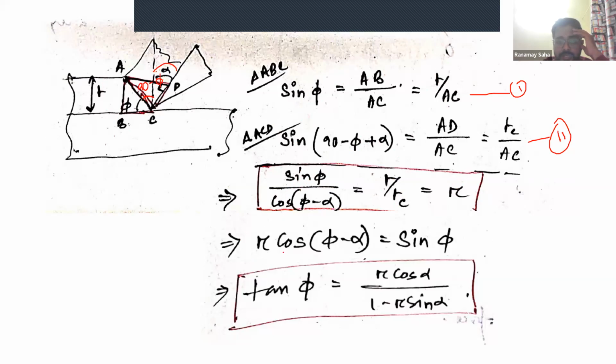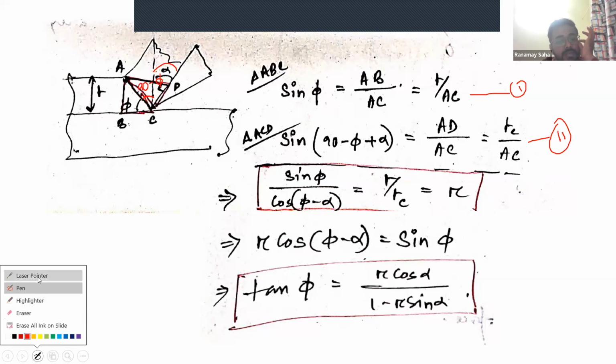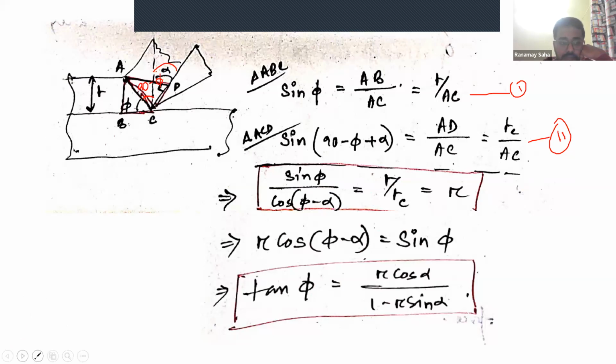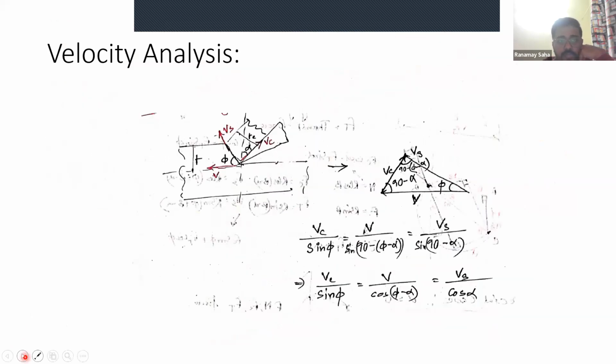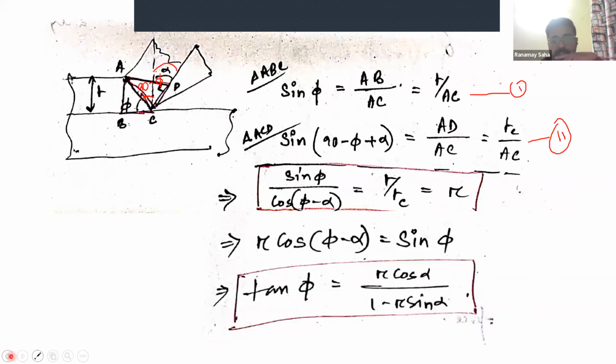And then it's simple trigonometric relations. You just have to manipulate it. Okay, so we just cross multiply, that is r cos(phi minus alpha) equal to sine phi, and then you divide the whole thing by cos phi to get tan phi as r cos alpha divided by 1 minus r sine alpha, right? So I hope that is clear. So next we would move to this velocity analysis, if this part is clear.